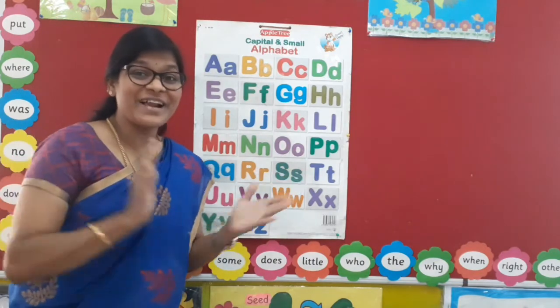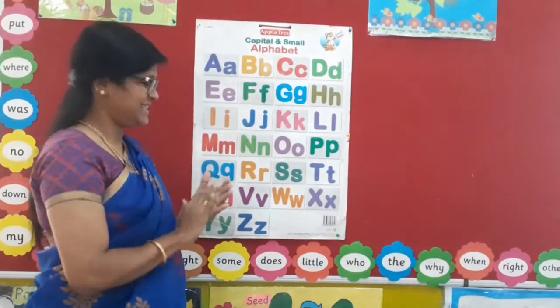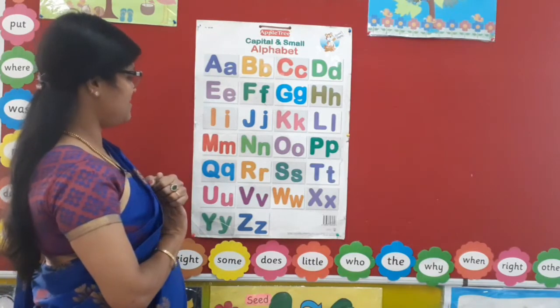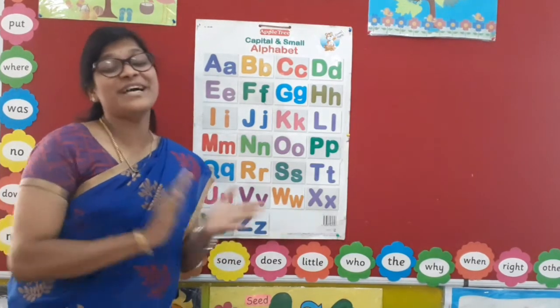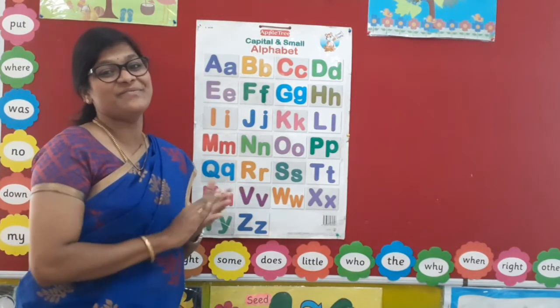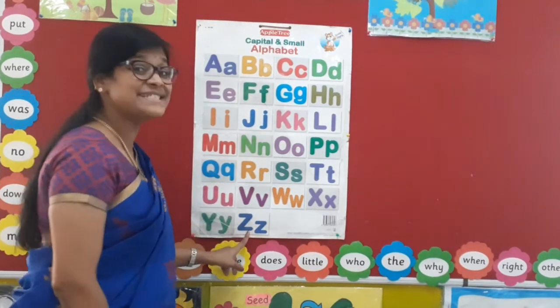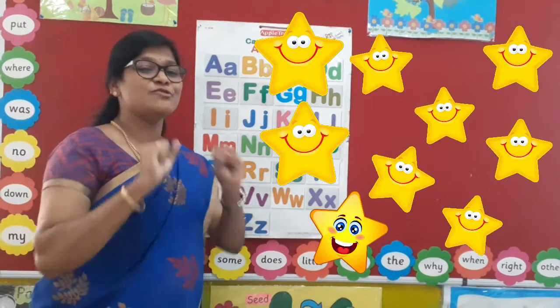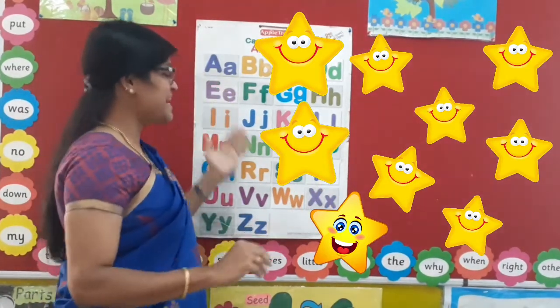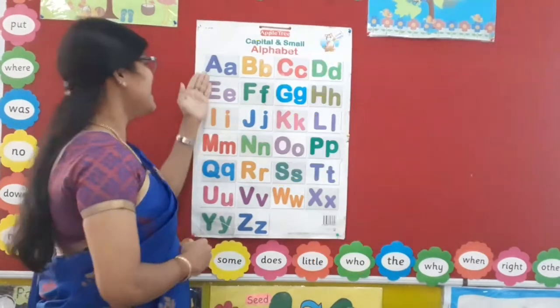Now tell me, what letter is this? V, you're right. Okay, now tell me, what letter is this? Z, very good, children. Very good. It's Z, very good. Mom is giving you 10 stars for identifying the alphabet A to Z.